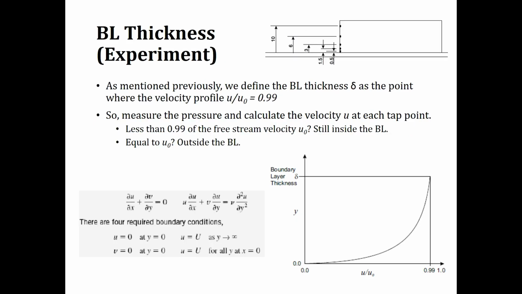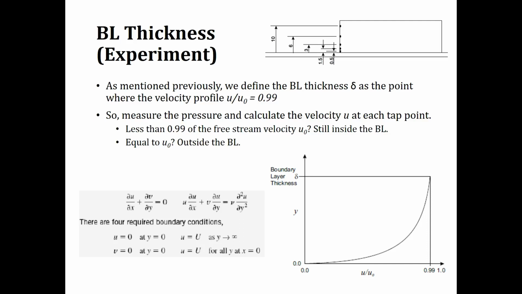If we look at that a little bit closer up, there's just one of your foils, and there are the tapping heights. What's going to happen is you will measure the pressure at each of those points and convert that to find the velocity. If your velocity is lower than the free stream, if it's less than 0.99 of the velocity ratio, you know you are still inside the boundary layer. If your velocity at that tapping point is equal to the free stream, it's outside the boundary layer.